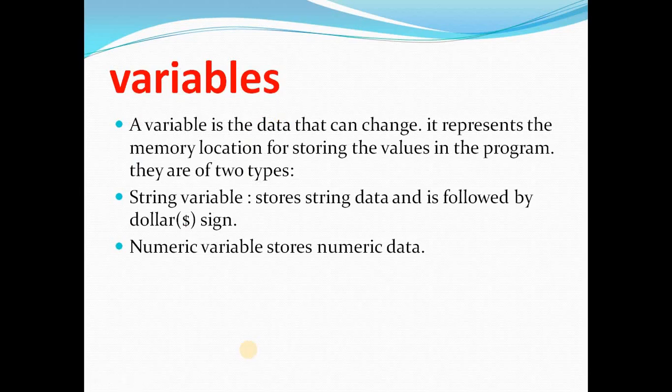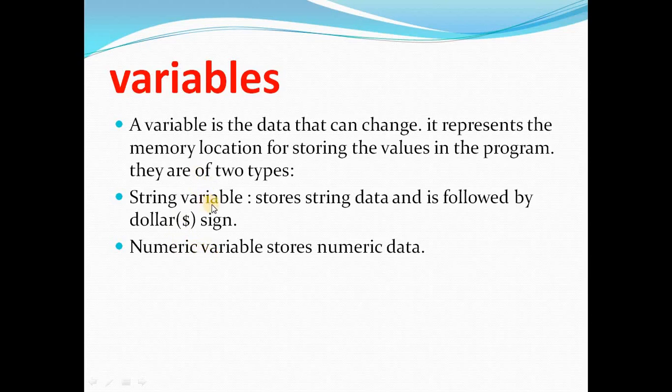Now comes the variable. What is a variable? A variable is the data that can change during the execution of the program. We can change the value of the variable. It represents the memory location for storing the values in the program. It generally refers to the memory location for storing the values. Here it is of two types: string variable and numeric variable.